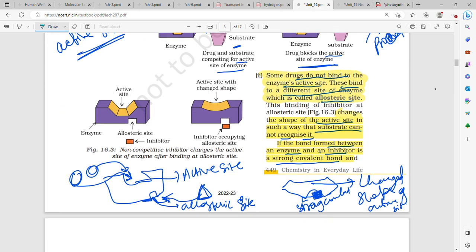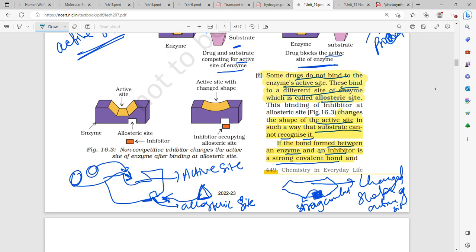But some drugs do not bind to the enzyme's active site. They are like, why should we compete so much? So they bind to a different site in the enzyme, which is called the allosteric site. The moment they bind to the allosteric site, they change the shape of the active site. Once the shape of the active site is changed, neither the substrate nor the drug can get attached to the active site or even recognize it.